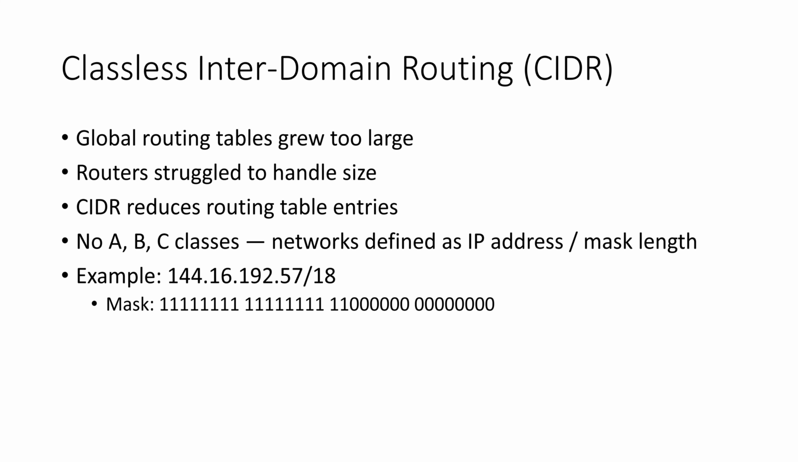So CIDR was introduced to tackle this problem. It scrapped the old ABC class structure, and instead networks are now described as IP address slash number of network bits. For example, 144.16.192.57/18 means the first 18 bits of the address are the network portion and the rest identify the host. In binary, that becomes 18 ones followed by 14 zeros. This makes route aggregation easier and shrinks the number of entries in global routing tables, and it improves routing efficiency.